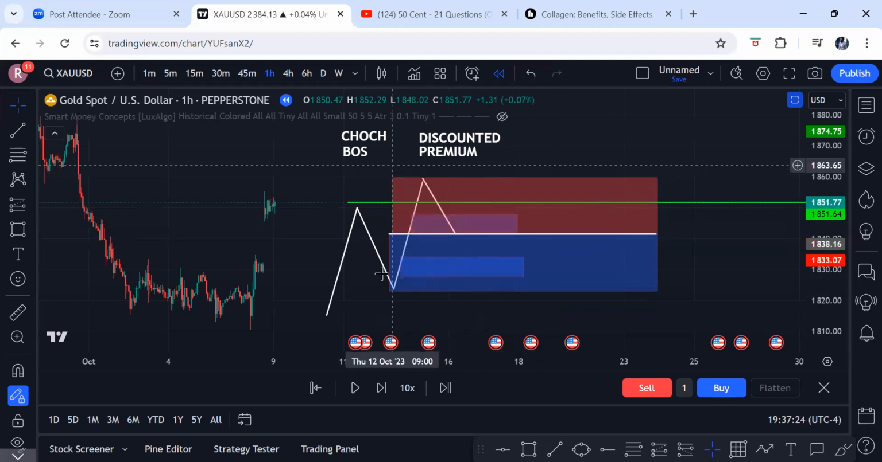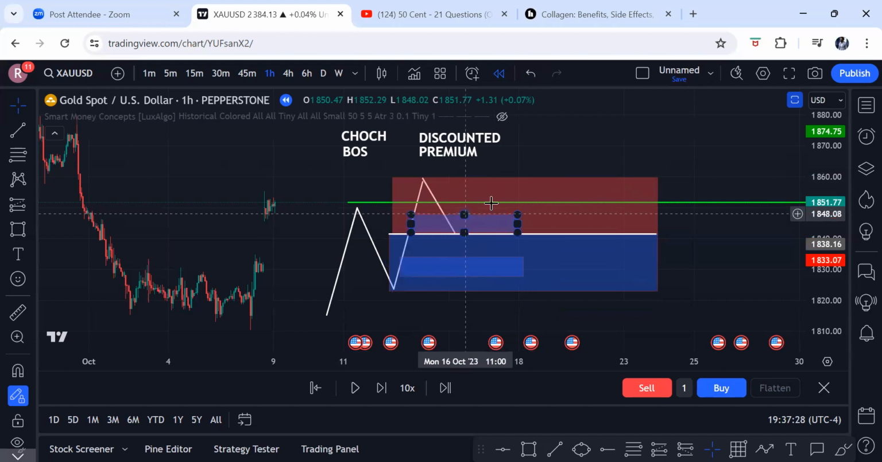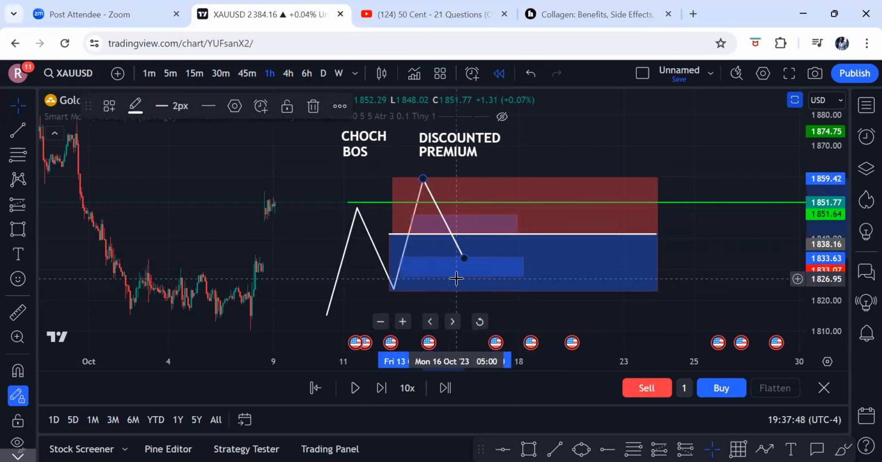Then if we look at it, we see there are two areas of imbalance, here in our premium price and here in our discounted prices. Which one are we looking at? That's a question, guys. We're looking at discounted prices. So we want to see price trade into this particular area. This is the imbalance that we're going to pay attention to. This is how we want to take a look at the imbalance that is created.